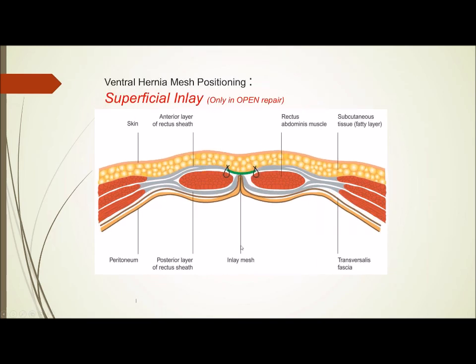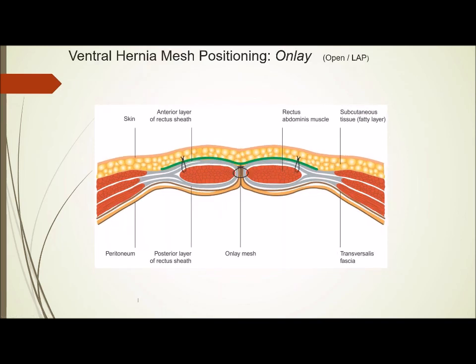The second is a superficial inlay. That means you put the mesh underneath the external oblique, in front of the rectus abdominis. This is possible only in open repair. The first one is also only possible in open repair, but this is also possible in lap repair. How? You can do subcutaneous tunneling and repair.